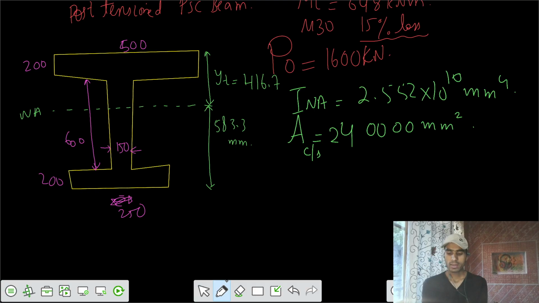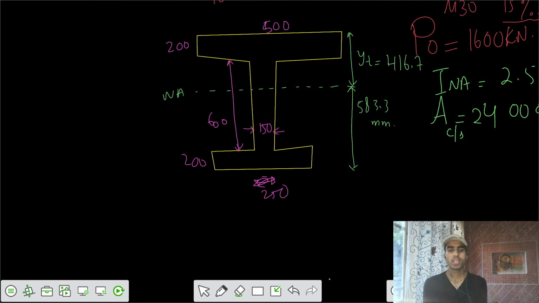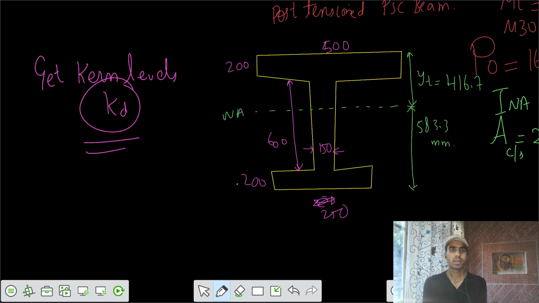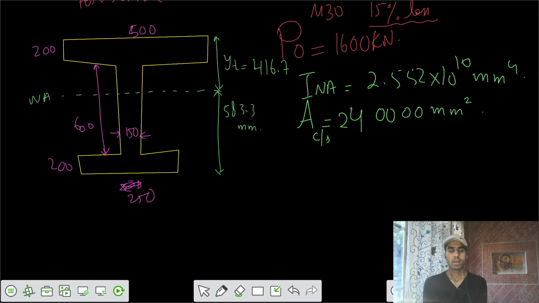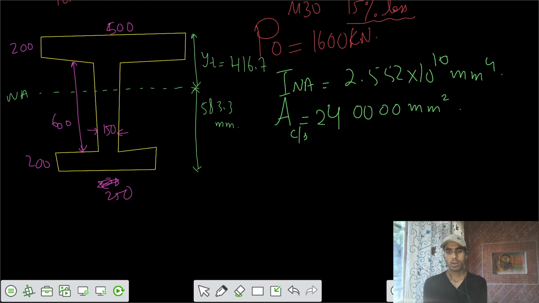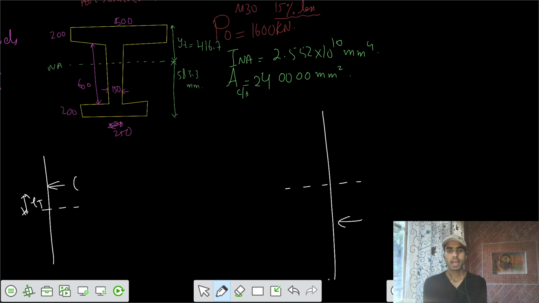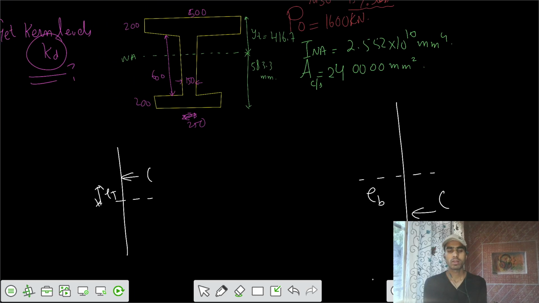Now we need to get the kern levels for this condition. Get the kern levels. That means the kern distance KD. So for that, I would say we have two different possibilities of that C force. Let's say if the C force was above the neutral axis at some eccentricity of e top, and there was one more possibility, if the C force was below the neutral axis at some eccentricity of e bottom. So for these two conditions, we can solve that part of the problem.